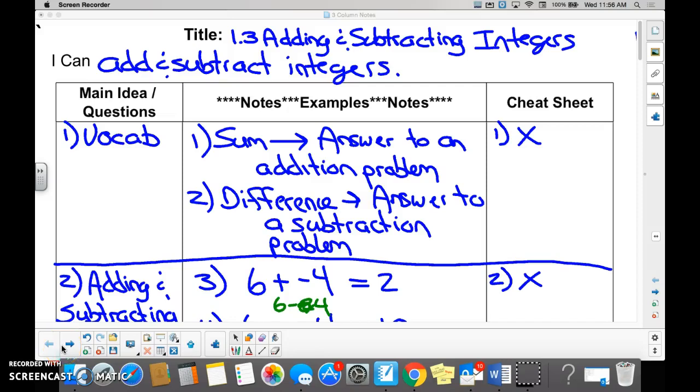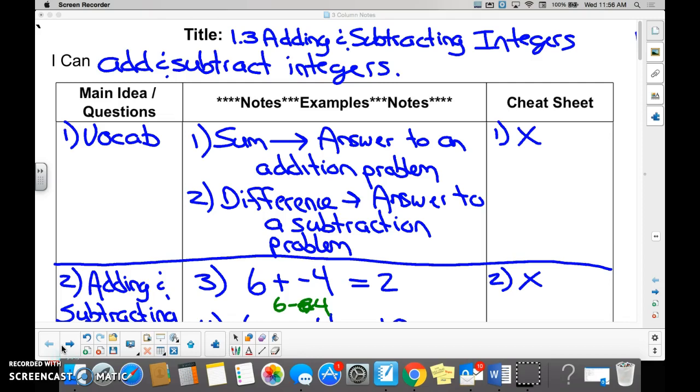1.3 adding and subtracting integers. I can add and subtract integers. Now, when you guys first saw this I can statement and this title, did you think this was going to be a pretty simple, fast lesson? Yes. Did this lesson become a little bit more complex? Yes, it became a lot more complex, I think, and we'll look at this in a second.